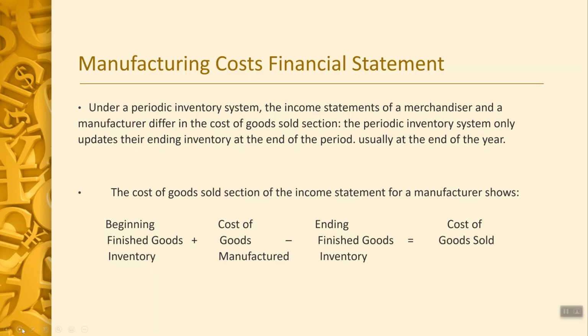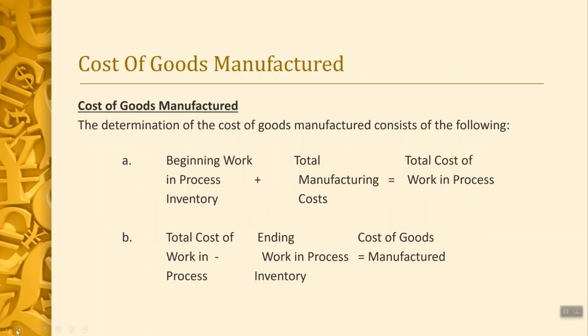In the income statement of the manufacturer, they compute cost of goods sold by adding the beginning finished goods inventory to the cost of goods manufactured, and then we subtract our ending finished goods inventory. At the end of the day, we have again our cost of goods sold. For us to be able to find this cost of goods sold, we need to calculate our cost of goods manufactured.